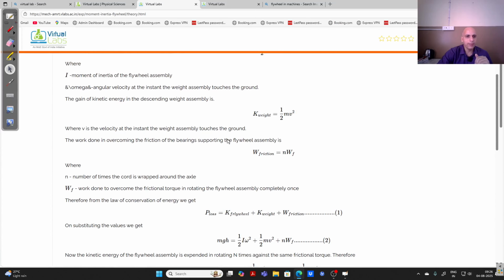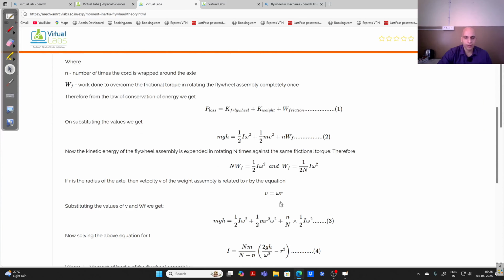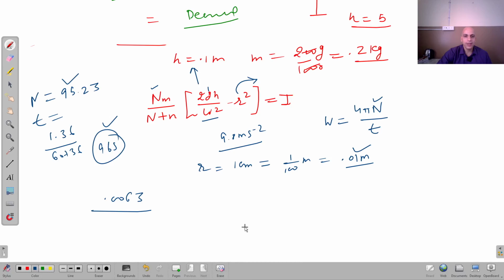So what will be the units of this moment of inertia? As I told you, I is equal to M r square. M is in kilogram, r is in meter, so r square is meter square. So this moment of inertia will be kilogram meter square, whatever we have calculated here. This is the simple way of doing it, right? So this is the way of calculating it.